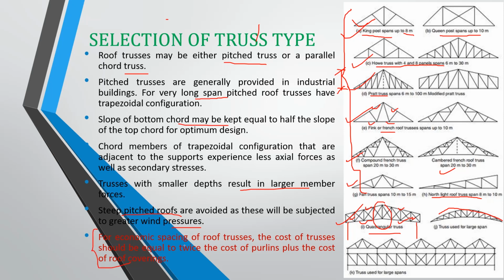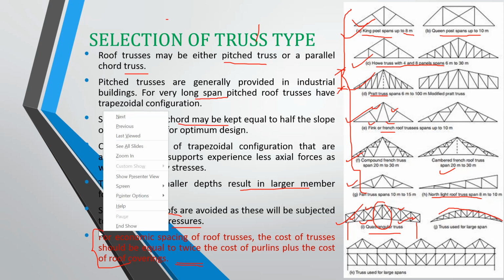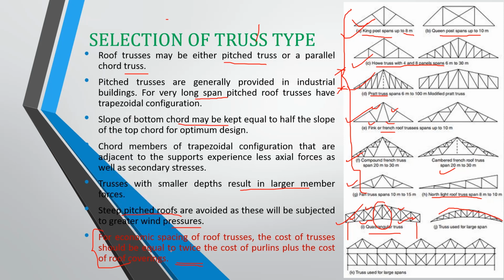And here is one point to remember: for economic spacing of roof trusses, the cost of trusses should be equal to twice the cost of purlins plus the cost of roof coverings. This is just to check the spacing of trusses. This does not give us the final spacing of trusses. This is just to check the spacing.